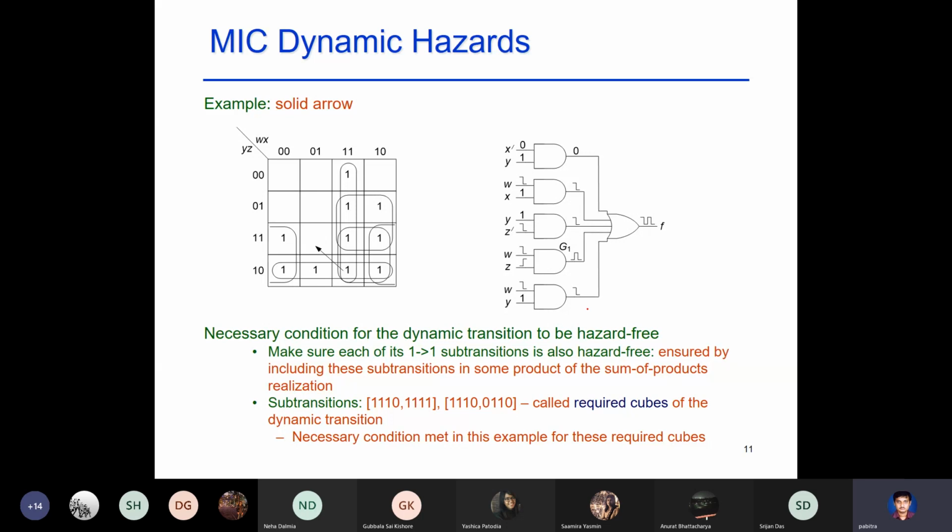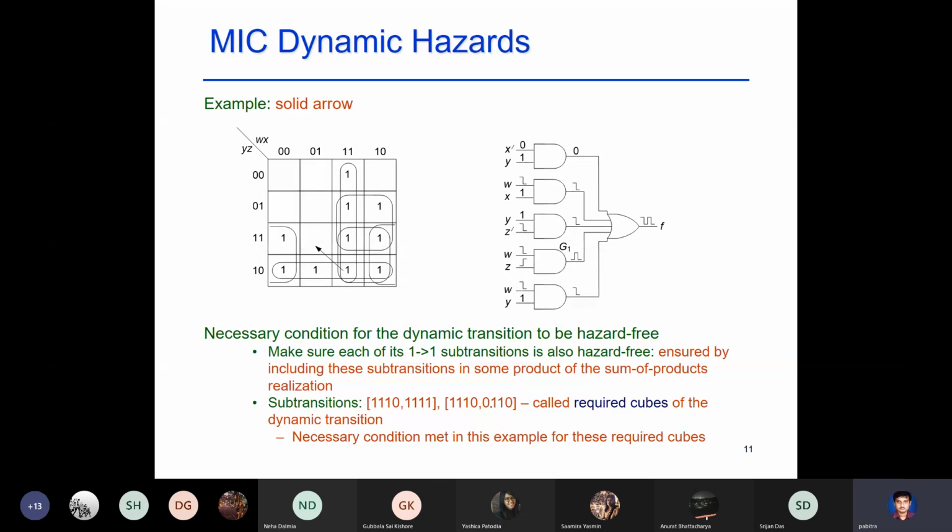So you can break down a MIC into several SICs, and let us consider these individual SICs as sub transitions. If you have the entire chain for a MIC, one of the variables changing, we call that a sub transition. So what is the necessary condition for a MIC to be hazard free, either static 0 or static 1? Make sure each of the 1-1 sub transitions is hazard free.